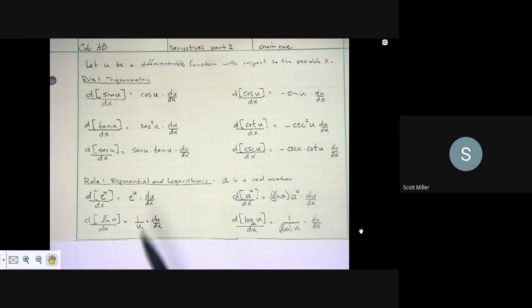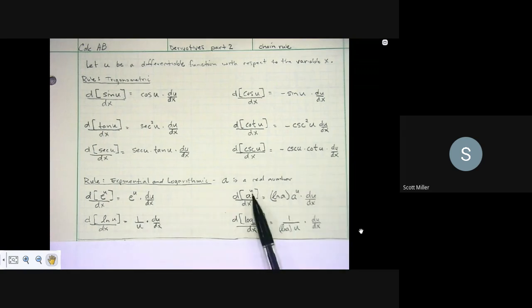So here are the exponential and logarithmic rules. e to the u is its own derivative, so it's very easy to remember. And then you have to take the derivative of that u function with respect to x. The natural log is very simple: it's 1 over whatever u is, times the derivative of u. Sometimes you'll see this as u prime over u.